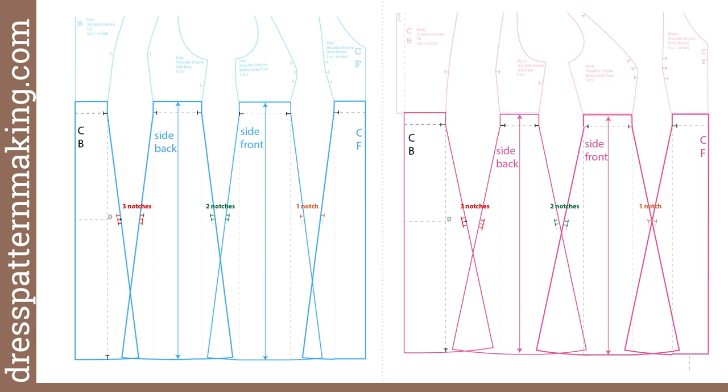So make the changes as shown to the notches. Three notches on the seam between the centre back and the side back. Two notches between the side back and the side front, so erase the bottom notch mark. And one notch between the side front and the centre front, erase the bottom two notch marks.